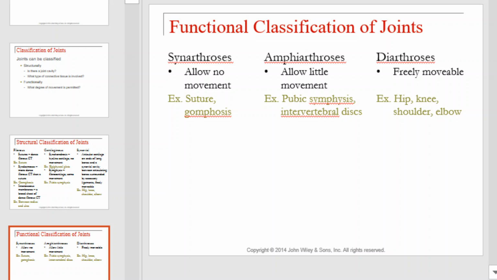Here are the three categories of joints classified functionally: synarthrotic, amphiarthrotic, and diarthrotic joints. Synarthrotic joints allow no movement, amphiarthrotic joints allow little movement, and diarthrotic joints are freely movable.